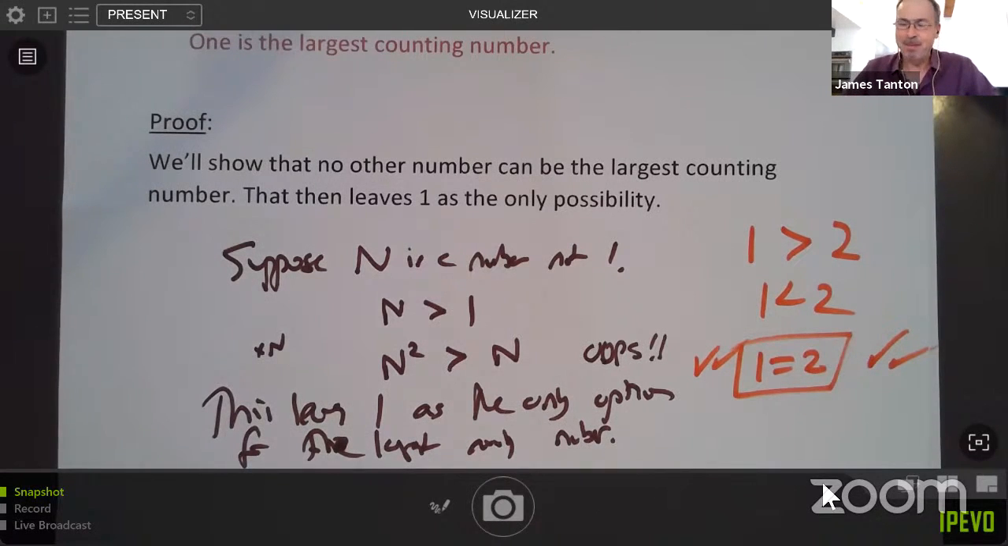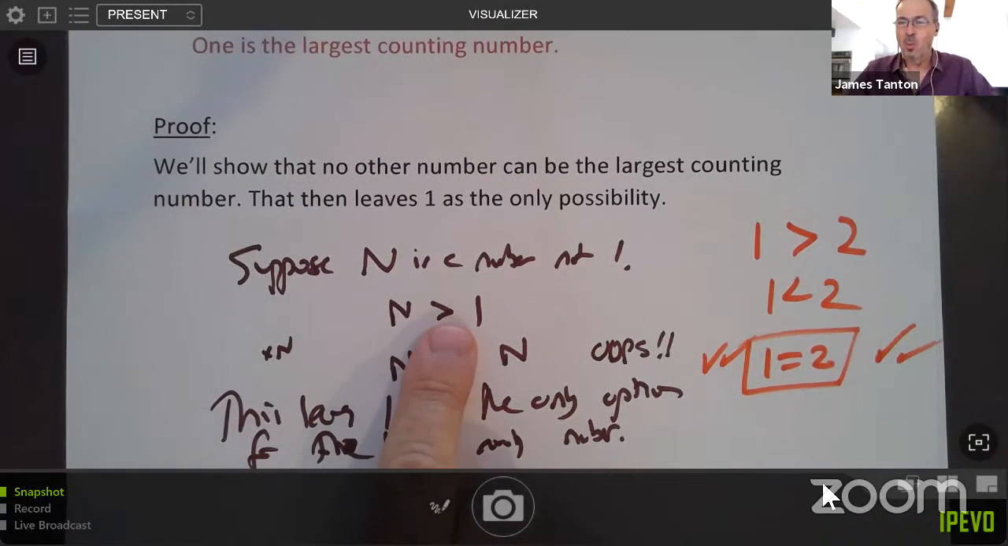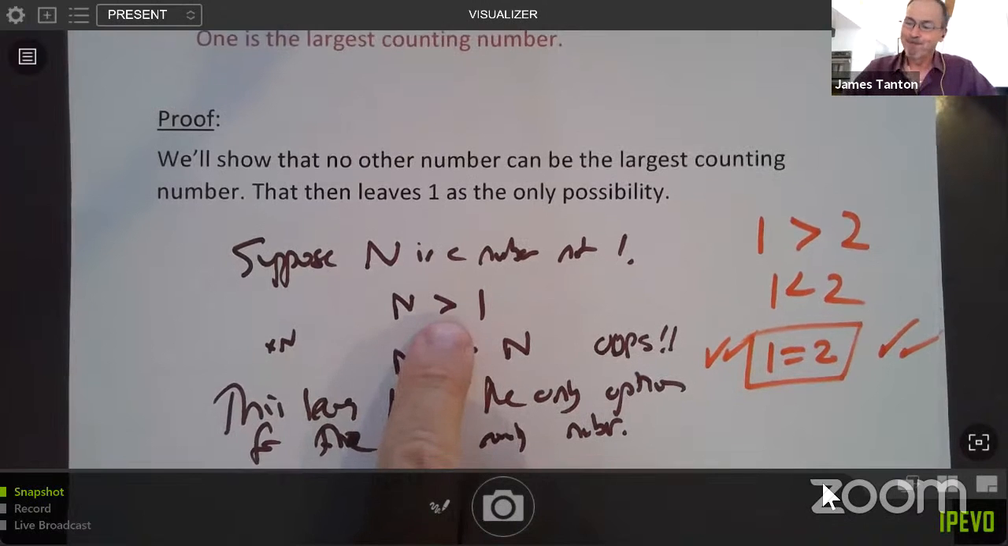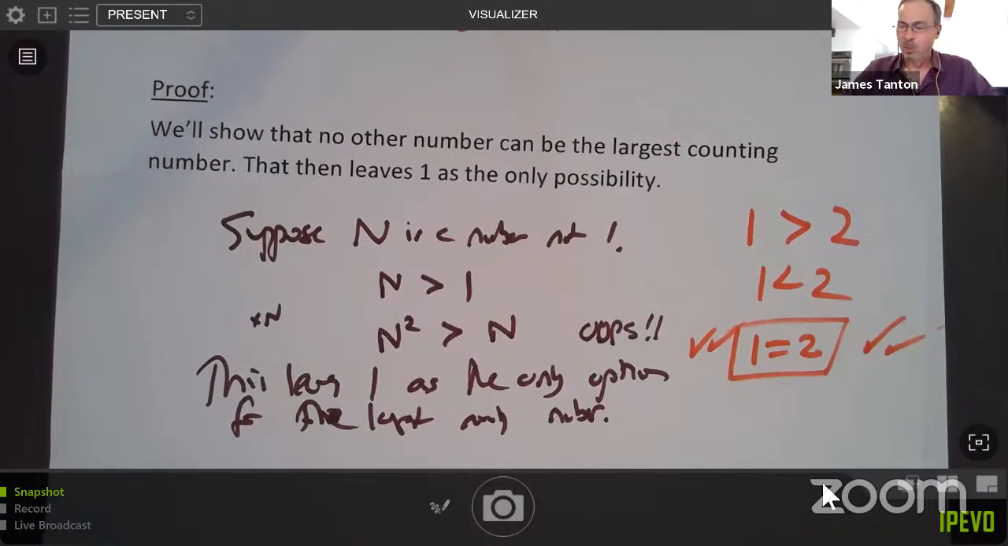I think n being bigger than 1 certainly captures n is not 1. If it's a counting number, the counting numbers are 1, 2, 3, 4, 5, 6, 7, 8, 9, 10. I think that captures n not being 1. I think I'm okay there. What about n minus 1? Yeah, I don't know what to say about n minus 1. What about n minus 1?